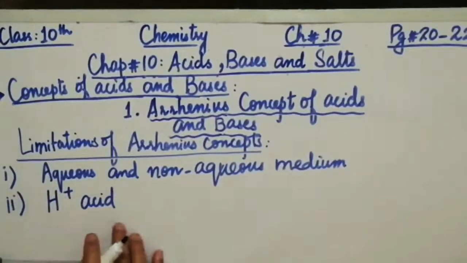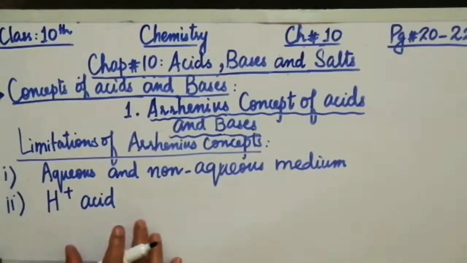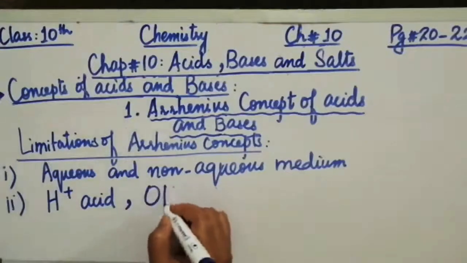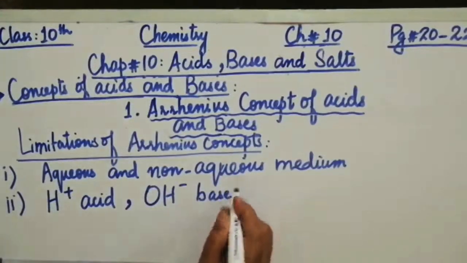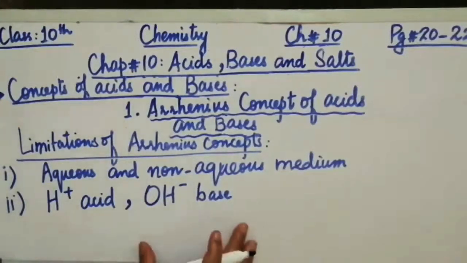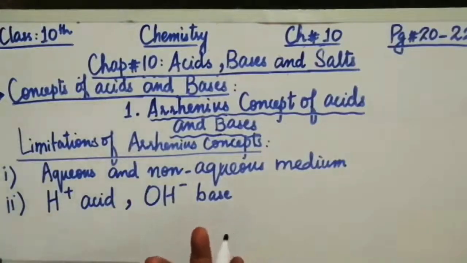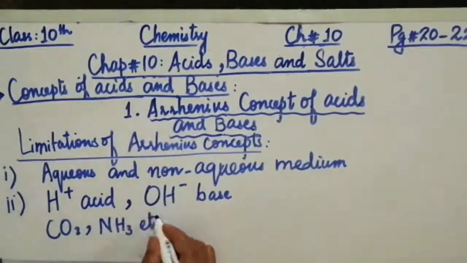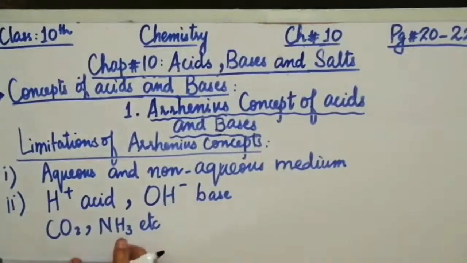If an acid has hydrogen ions in it, then it will be called an acid, otherwise it will not be an acid. While in case of a base, hydroxyl ions must be present in the base, otherwise it is no more a base. In fact, it is wrong. Why is it wrong? Because it can't explain the nature of compounds like carbon dioxide, ammonia, and so many other compounds as well. So these compounds are actually also called acids or bases, whether they have hydrogen ions or hydroxide ions or not. For example, how will you prove that carbon dioxide and ammonia have acidic and basic nature respectively?